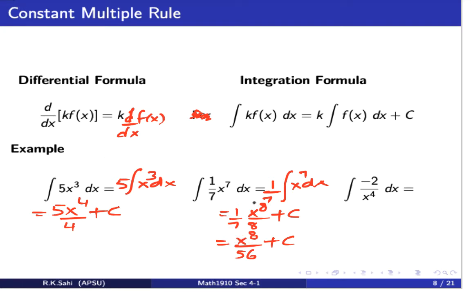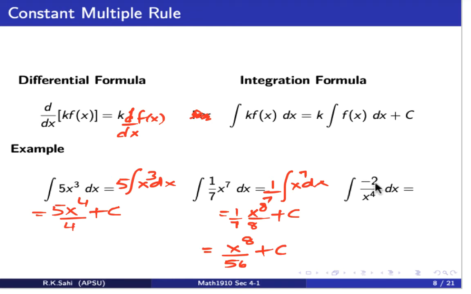Let me make a little distinction here that this is power and this is in the denominator. Let me just erase this and write it more nicely. We already have the answer, but just to make sure, this one is x to the power 8 over 56 plus c. Okay, let's look at the last problem.